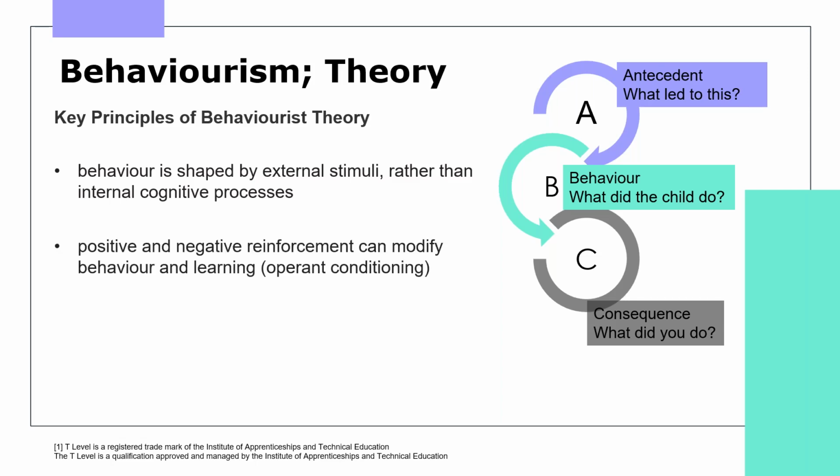Positive and negative reinforcement can modify behaviour and learning. In operant conditioning, positive and negative do not mean good and bad. Instead, positive means that you are adding something and negative means you are taking something away. Reinforcement means you are increasing a behaviour and punishment means that you are decreasing a behaviour.